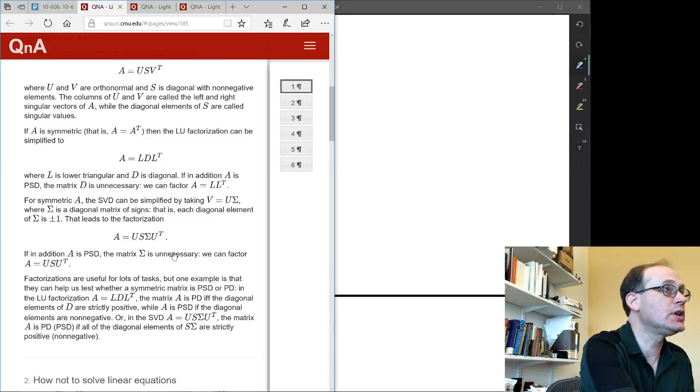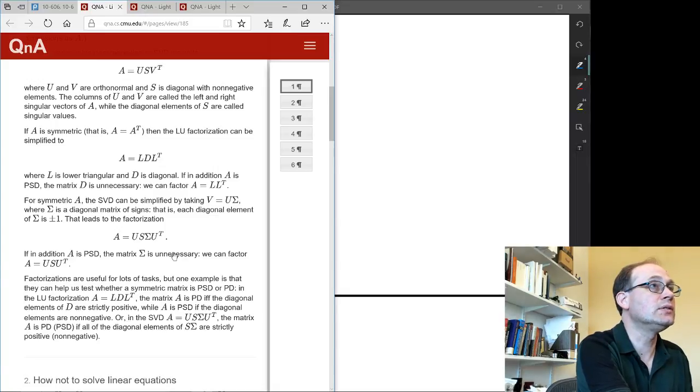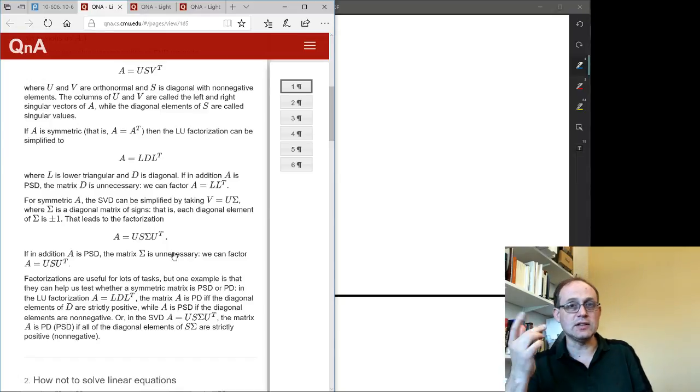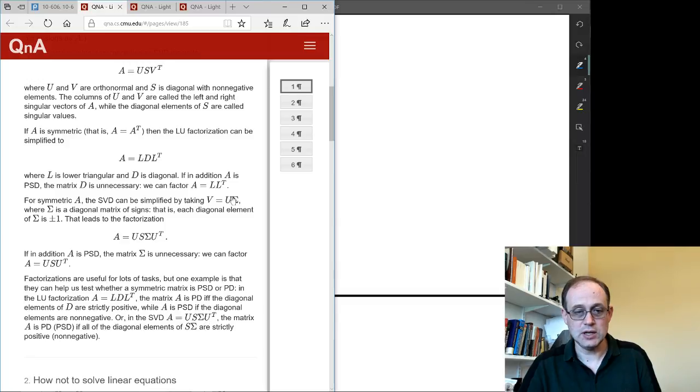There's another question about how you can understand that the factorizations correctly solve the linear equations.